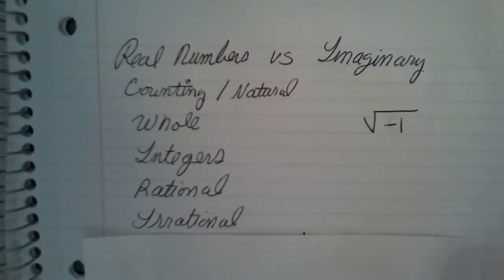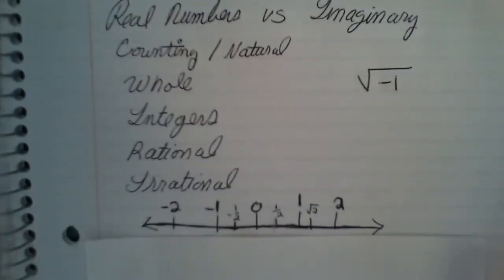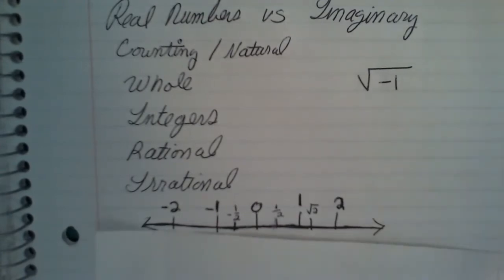Irrational numbers are like the square root of 2, the square root of 5, pi, numbers that cannot be written as a fraction. These numbers, real numbers, can be written on a number line. And you can actually measure the distance between real numbers. You would just take the farthest right number minus the farthest left number.